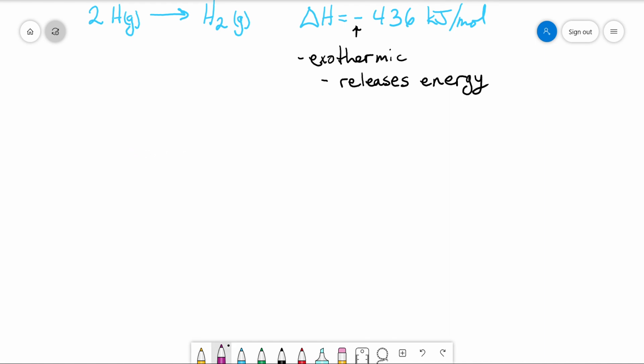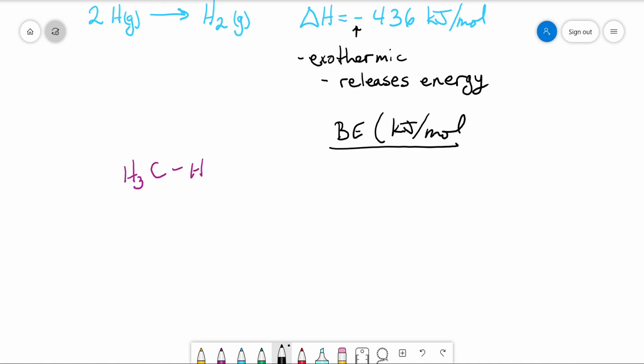Let me move that down a little bit because I meant to write something else. H3CH, and what I meant to write was I'm going to have the bond energy up here. Bond energy in kilojoules per mole. Okay, so obviously this molecule, if we were to write out the formula, would be CH4. But I'm writing it this way because I just want to highlight this bond. Okay, I want to highlight the carbon-hydrogen bond.